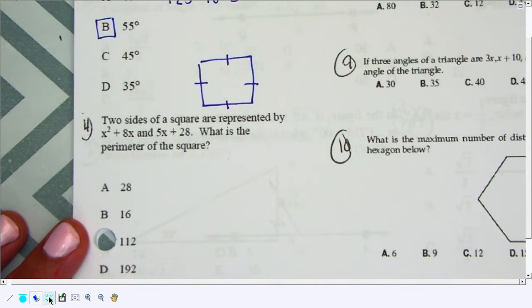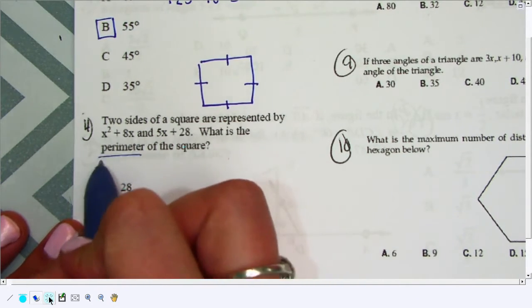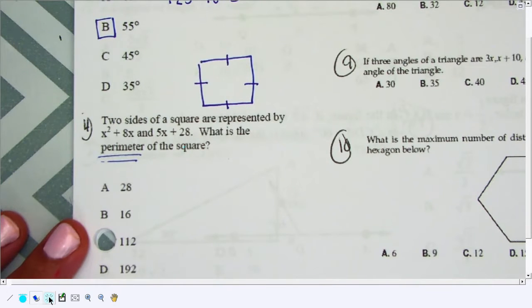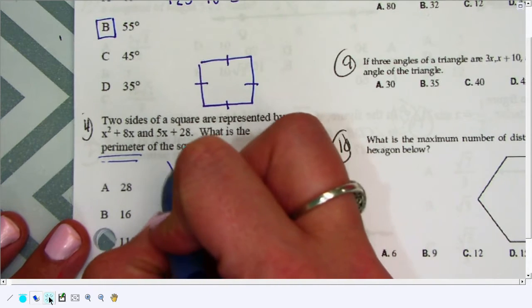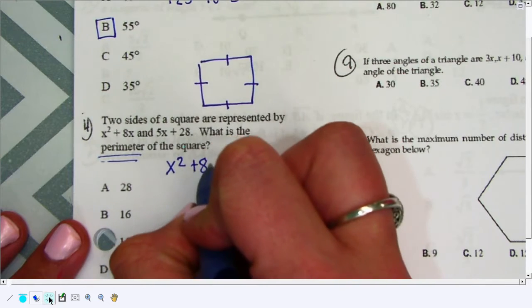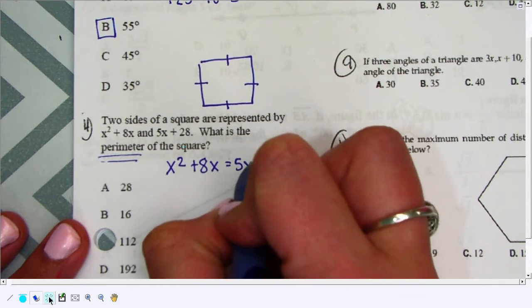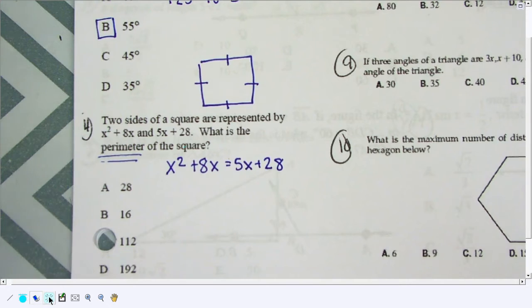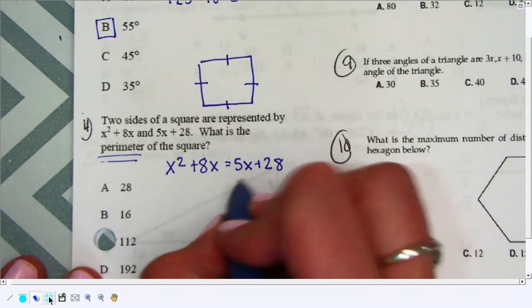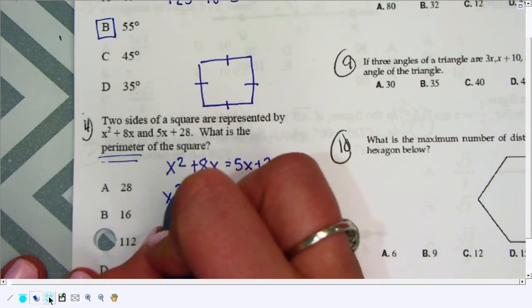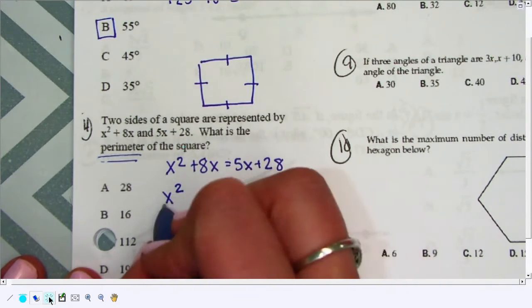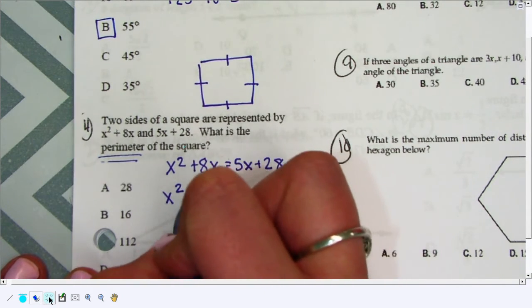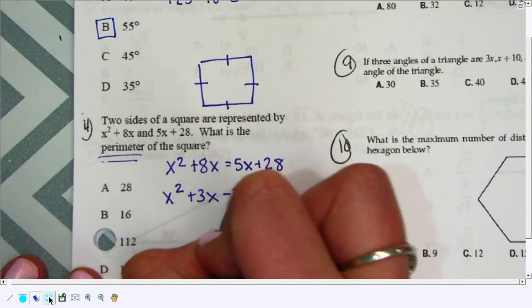So what we're going to do here, we do need perimeter. But before we can start there, we do have to know what x is. So I know that the sides are equal, so I'm going to do x squared plus 8x equals 5x plus 28. So what I would do, I see a squared value and I see x and I see a constant. My mind should go to factoring. So I'm going to move everything over here, giving me x squared, 8x minus 5x is 3x, and then subtracting the 28.